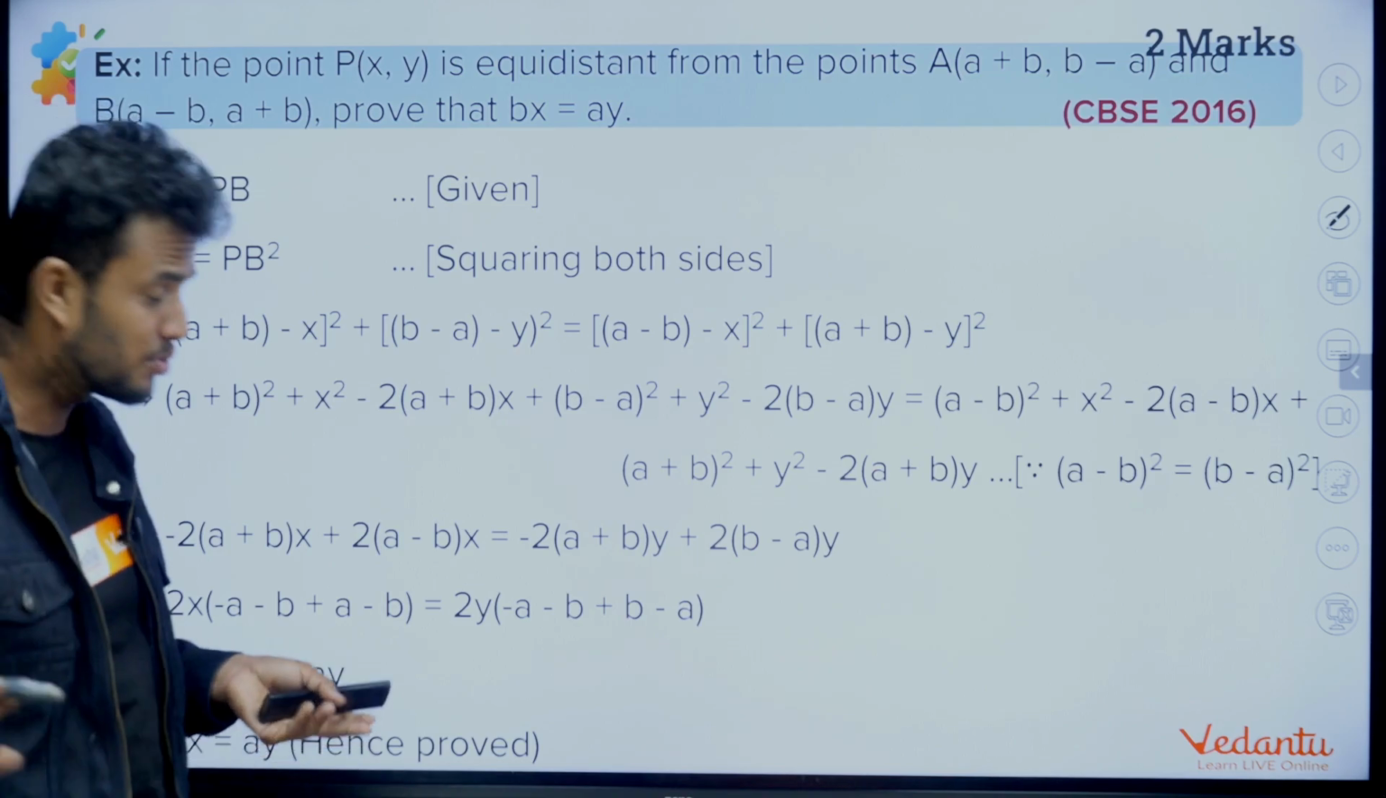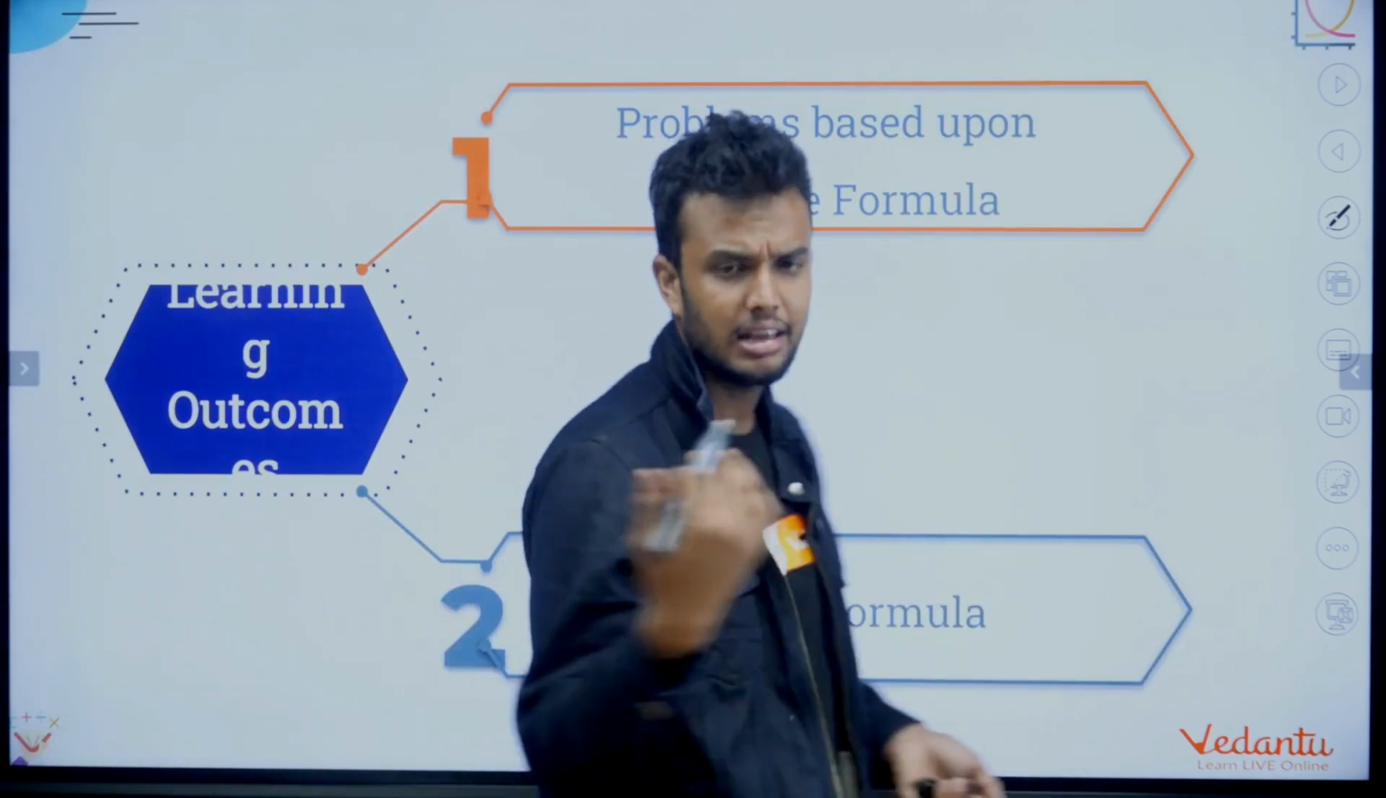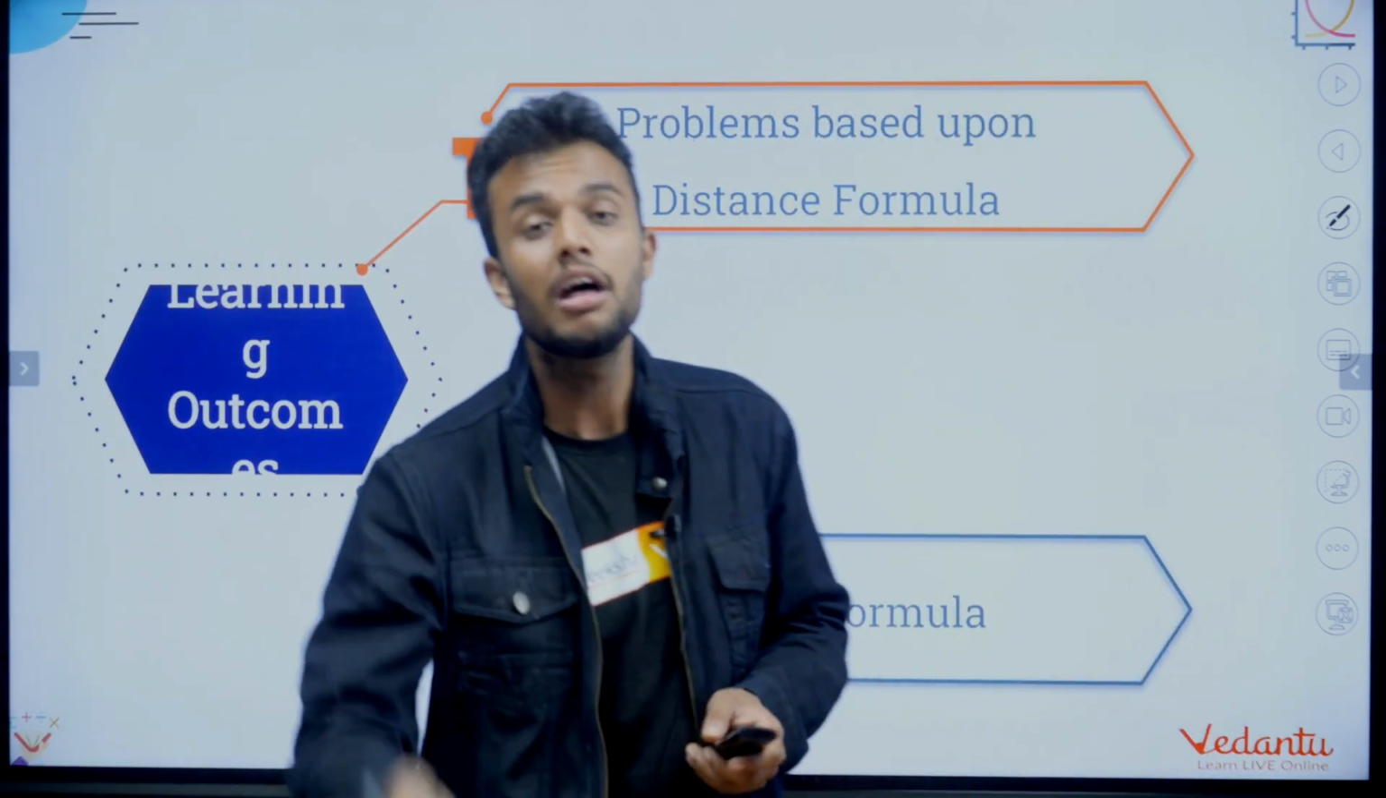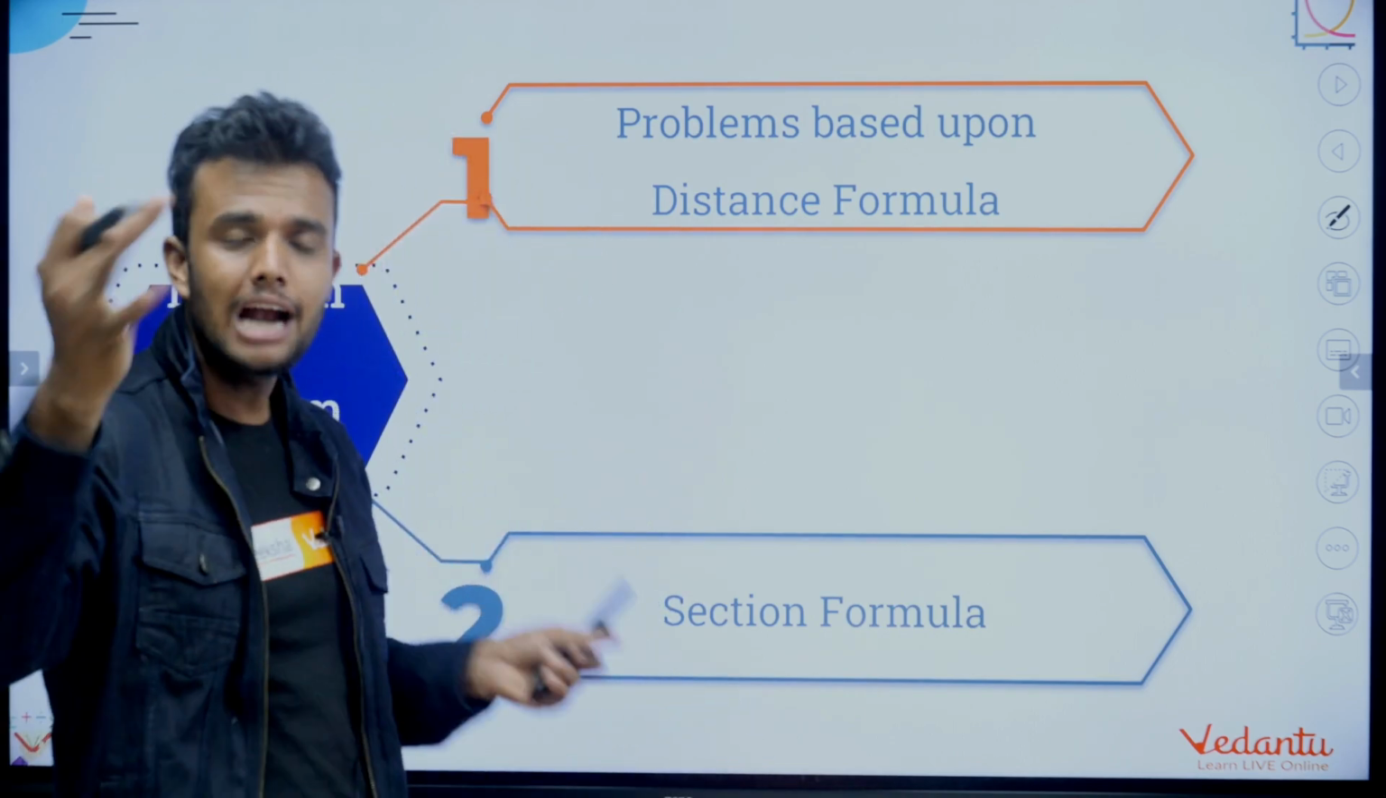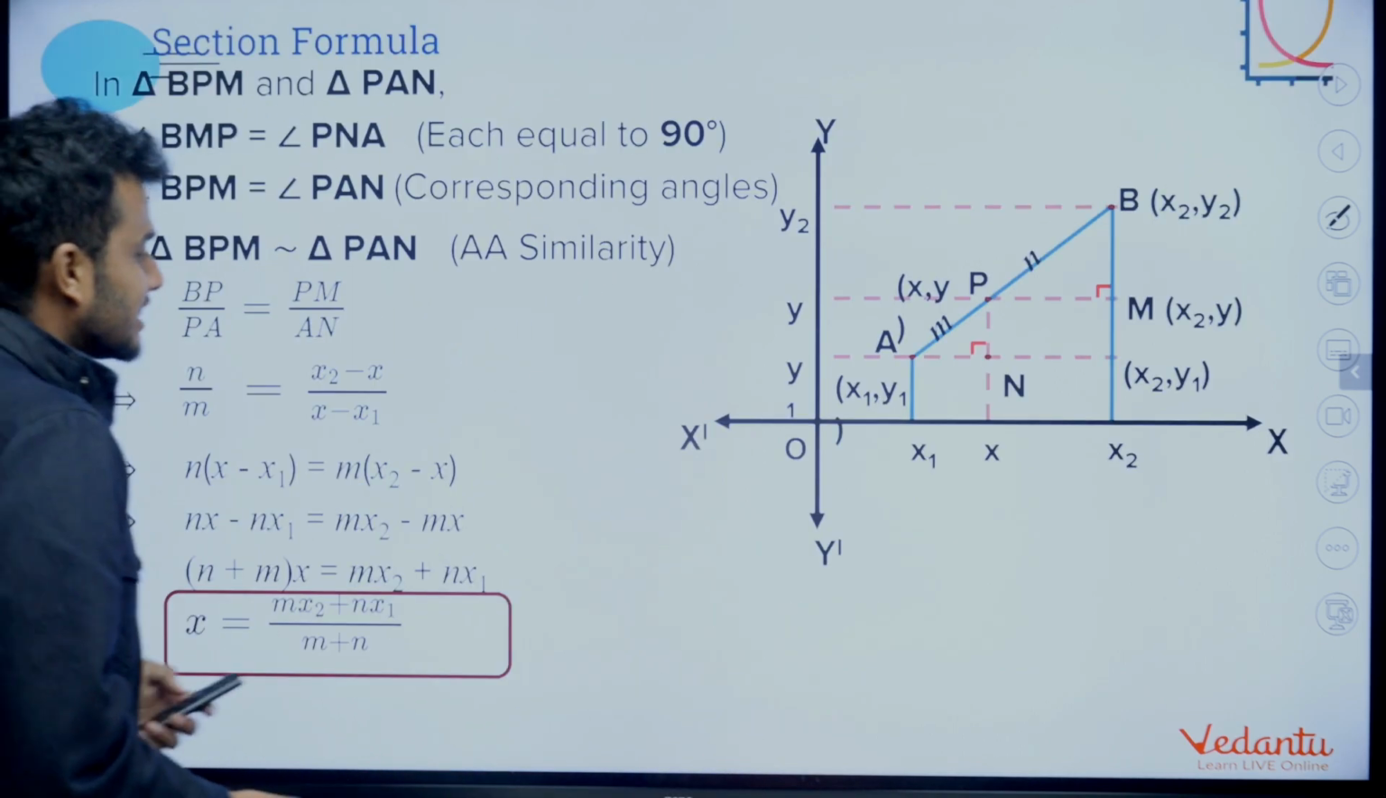X minus A, X2 minus X1, same thing. If you can easily get the answer, very simple, student. If you know the formula, you can easily substitute and solve it. That's all. Next, move to the section formula.